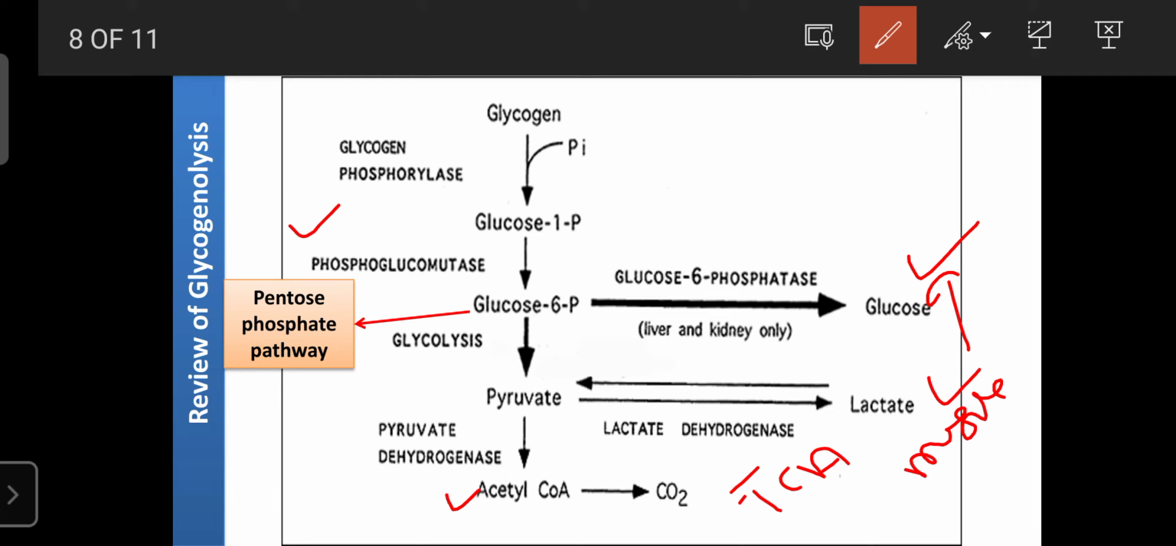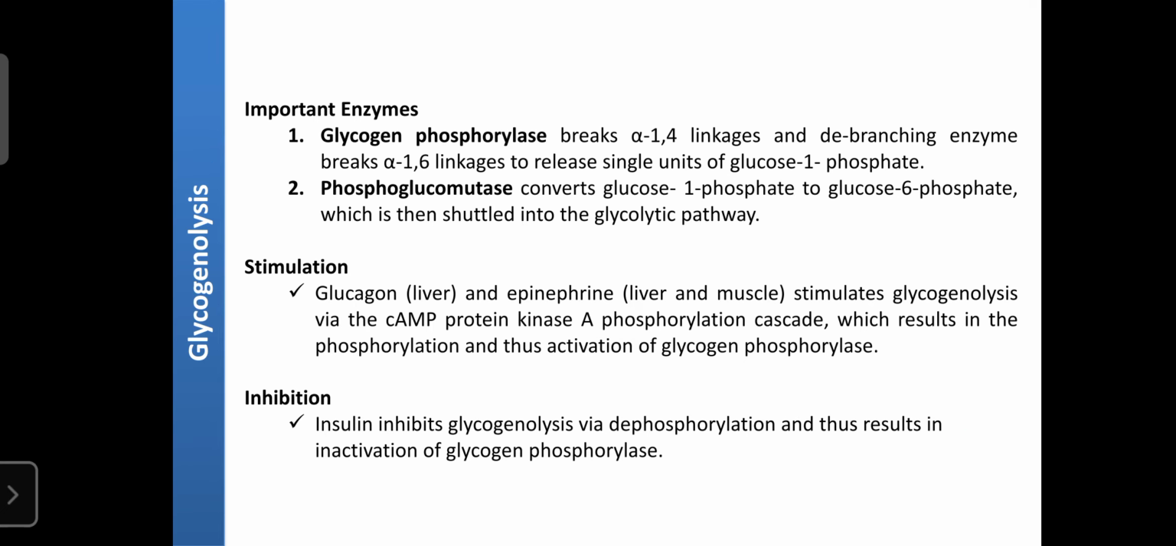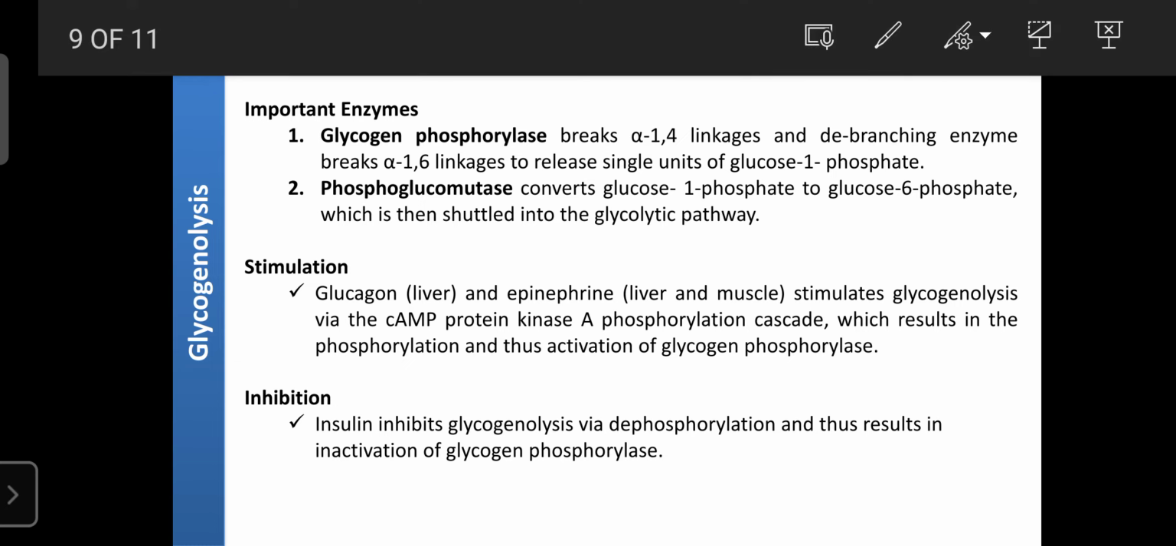So next, regarding the important enzymes involved in the regulation of glycogenolysis. The first enzyme, glycogen phosphorylase, can break the alpha 1,4 glycosidic linkage, or it can rebranch, and then release one glucose 1 phosphate.